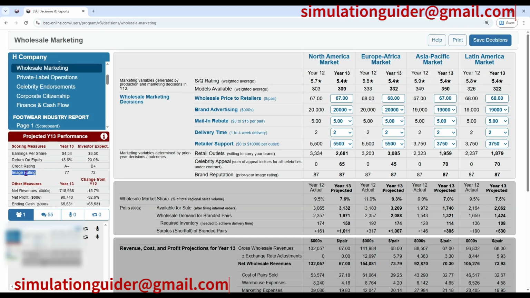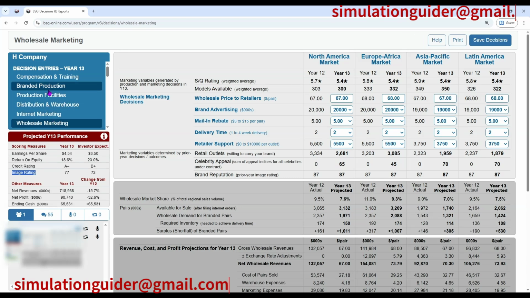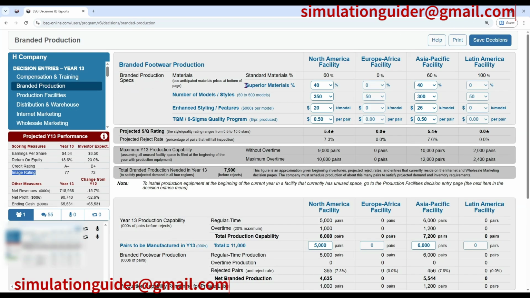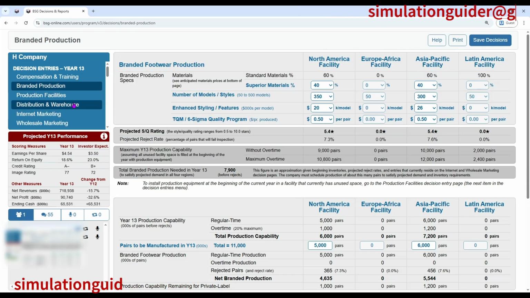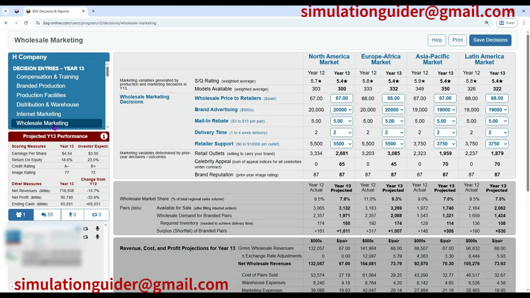And for the actions to improve your image rating, we are talking first of all about the product quality. You need to sell quality products. That comes back to the branded footwear production. And also you need to have a competitive price. We're talking about the retail price and the wholesale price.